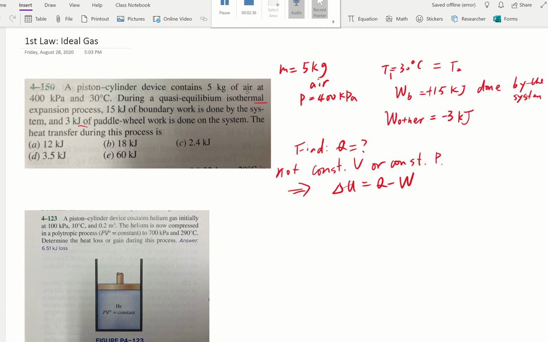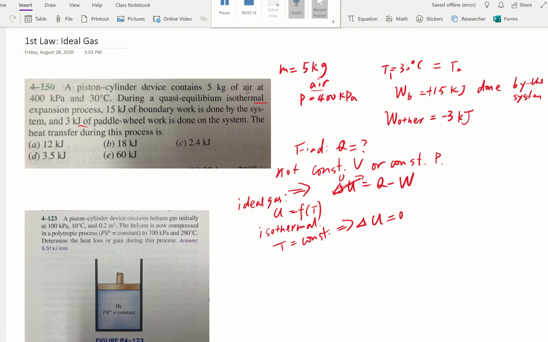Delta U: this is ideal gas, air. For ideal gas, U is a function of temperature only. And if it's an isothermal process, which means temperature is constant, then our delta U is going to be equal to 0 for ideal gas. So in that situation, this term is going to be equal to 0.